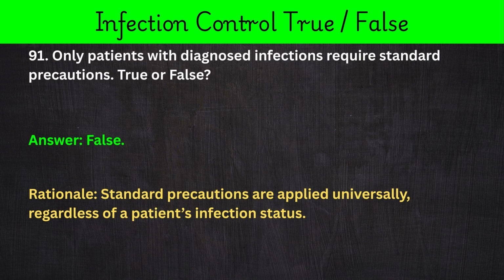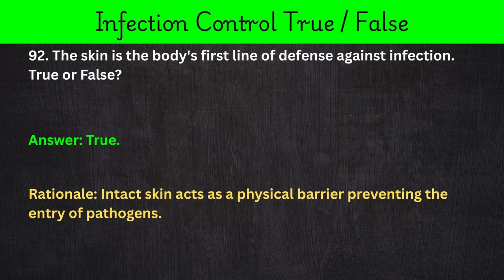91. Only patients with diagnosed infections require standard precautions. True or false? Answer: false. Rationale: standard precautions are applied universally, regardless of a patient's infection status. 92. The skin is the body's first line of defense against infection. True or false? Answer: true. Rationale: intact skin acts as a physical barrier preventing the entry of pathogens.